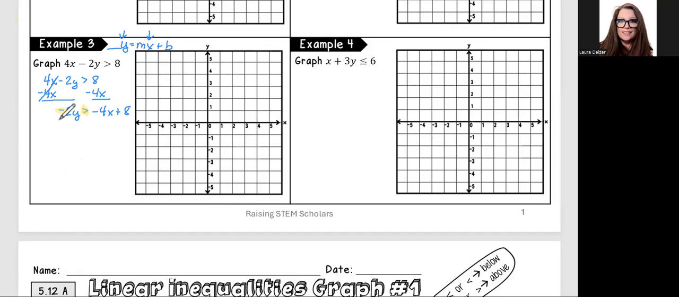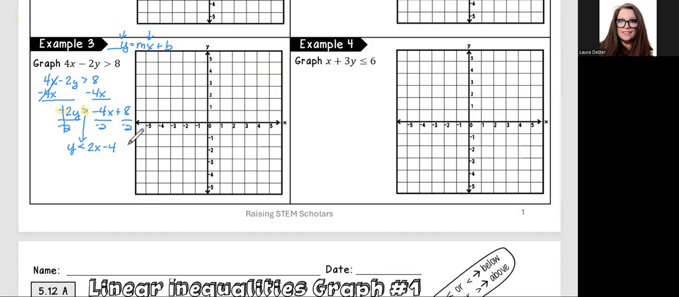So let's do this. I'm going to divide by my negative 2. I have to do all three terms by negative 2, negative 2. This cancels. I bring down my y. This guy flips. So it's going to go this way. Negative 4 divided by negative 2 is going to give me 2x. 8 divided by negative 2 is going to give me negative 4.